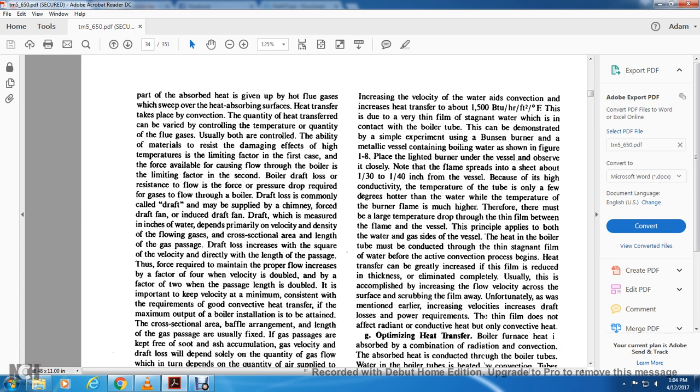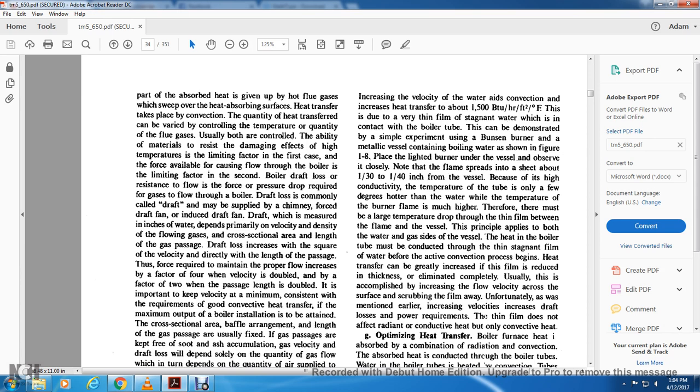Place the lighted burner under the vessel. Observe it closely. Note that the flame spreads in a sheet about 1/30th to 1/40th of an inch from the vessel. Because of the high conductivity, the temperature of the tube is only a few degrees higher than the water, while the temperature of the burner flame is much higher. Therefore, there must be a larger temperature drop through the film than between the flame and the vessel. The principle applies to both the water and gas side of the vessel.